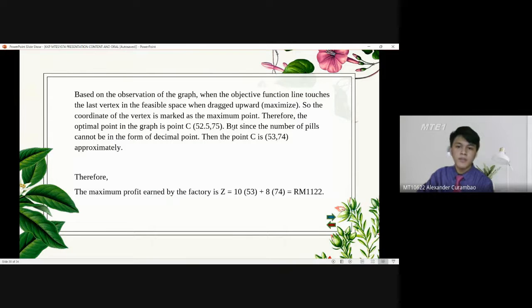This is the exact one, but since the number of pills cannot be in the form of decimal points, point C is approximately 53 and 74. Therefore, the maximum profit earned by the factory is Z equals 10 times 53 plus 8 times 74, which is equal to 1,122 ringgit Malaysia.